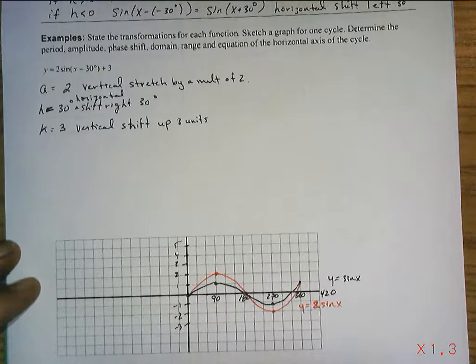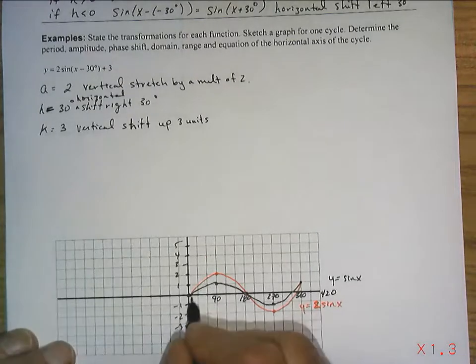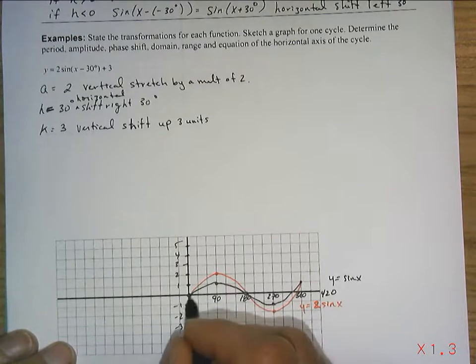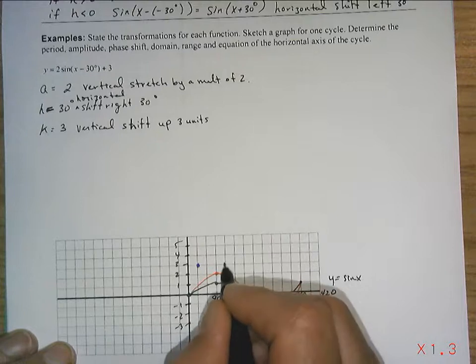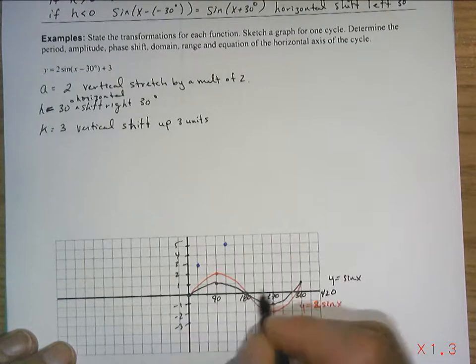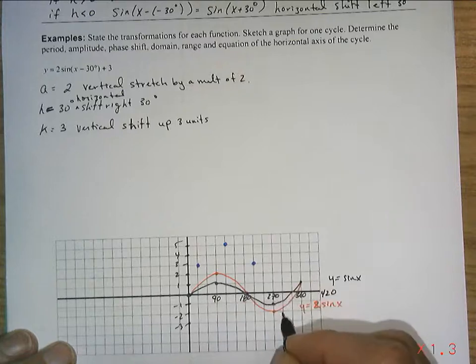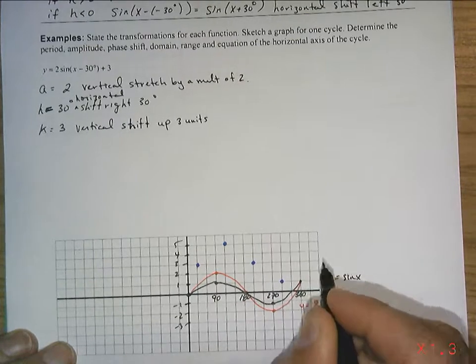And then I would do the shifts. I would move it where it goes. So it's going to go to the right 30. So every point's going to move this way 30 degrees, and it's going to go up 3. So over 30, 1, 2, 3, up 3. Over 30, 1, 2, 3, up 3. Over 30, 1, 2, 3, up 3, and so on for the remaining points.